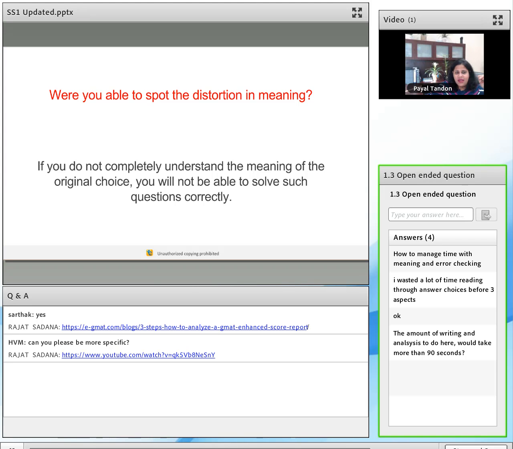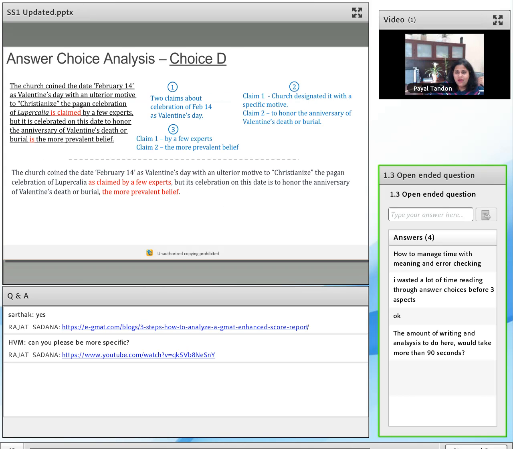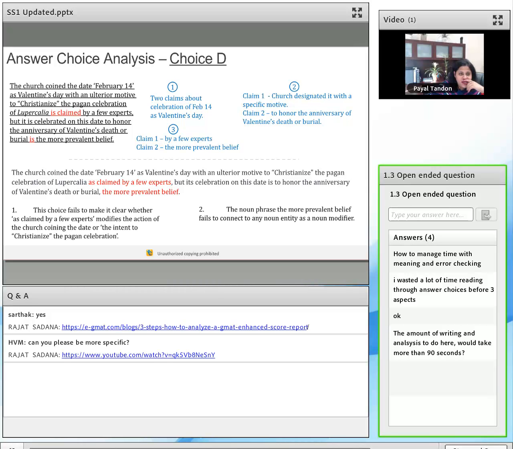If you don't completely understand the meaning of the original sentence, you will not be able to solve such questions correctly. You will end up wasting time looking through the answer choices. Now, choice D is wrong. Why? Because, again, as claimed by few experts, it's not very clear what it modifies.